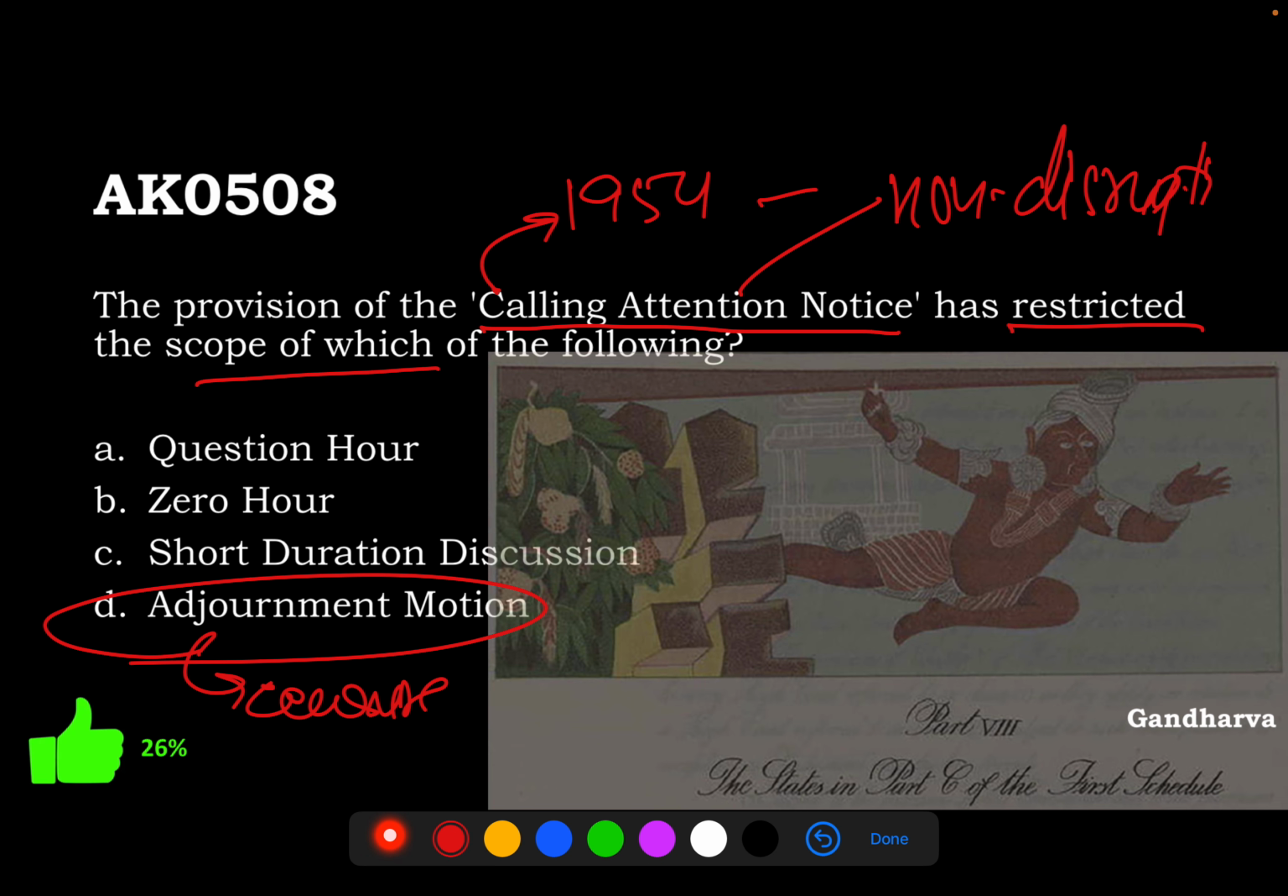A member can call the attention of a minister on urgent issues of public importance without stopping the day's regular schedule. There is no voting, etc., which is required in this case, and there is no implied sentiment of censure against the government either. So this has largely now taken over the adjournment motion business that was very popular actually earlier. So the correct answer here is D, adjournment motion.